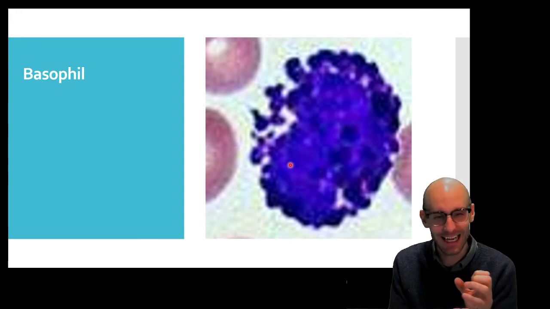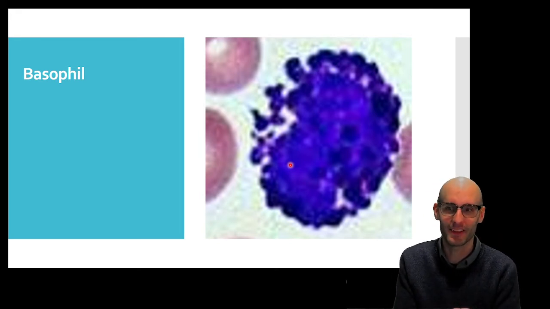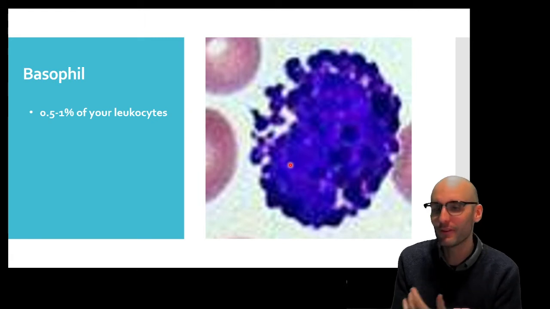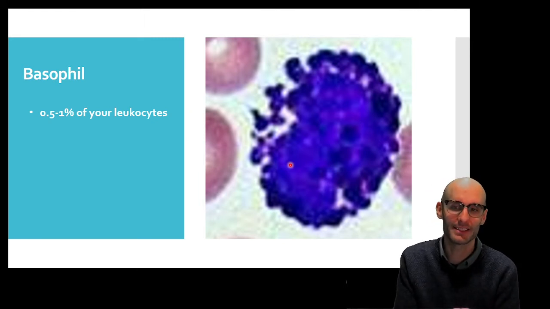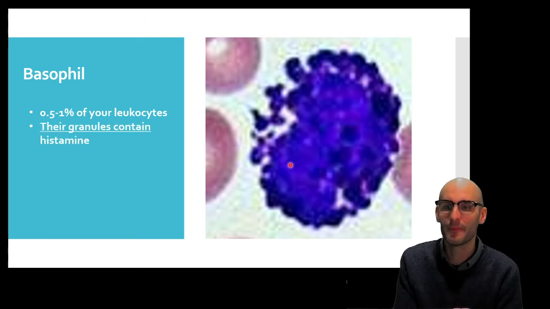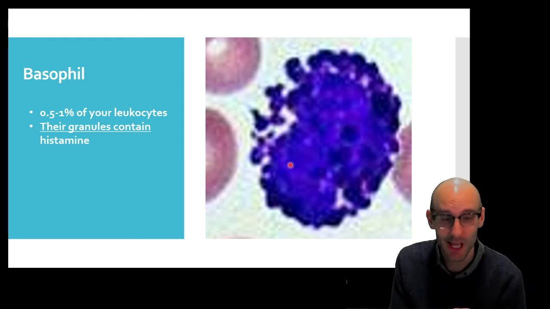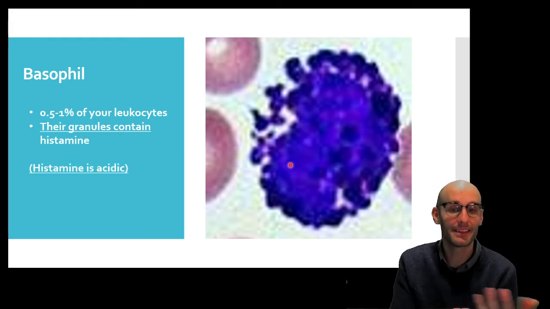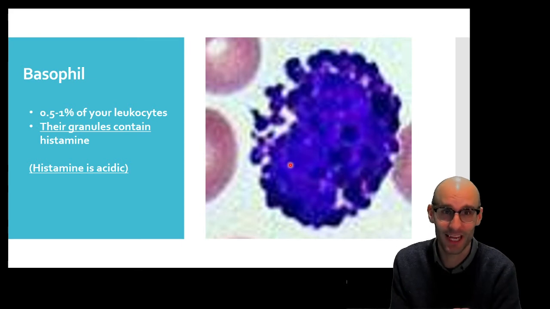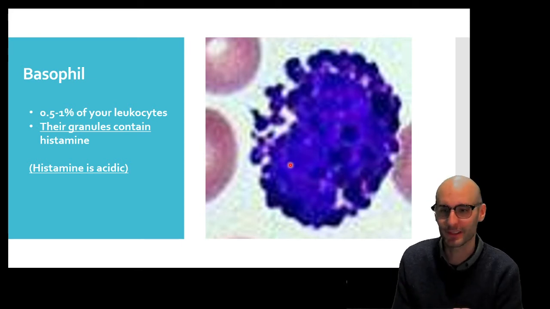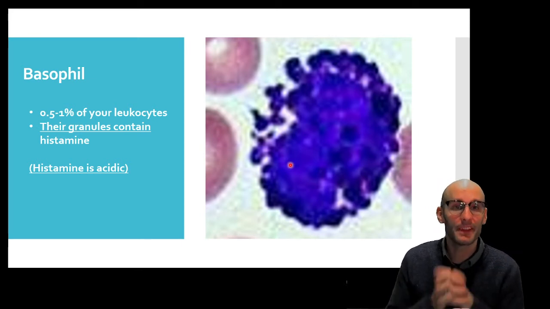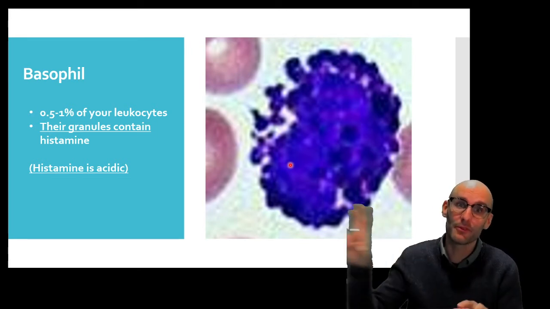They got that really dark hematoxylin stain all throughout their cytosol. They're 0.5 to 1% of your leukocytes swarming around your blood there. Their granules contain histamine. Now, histamine is acidic, which is why their granules stain really purple with the basic hematoxylin. So this is interesting, and this differentiates them from the other two granulocytes.